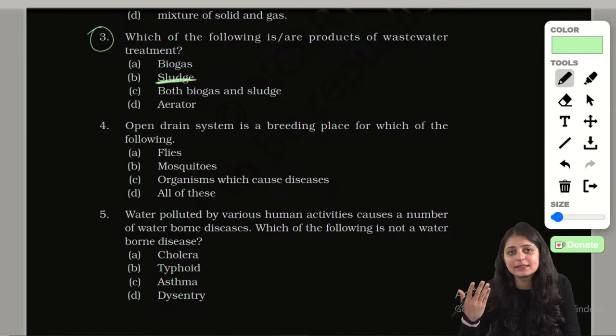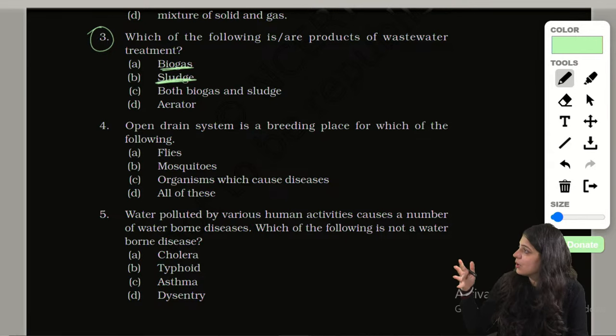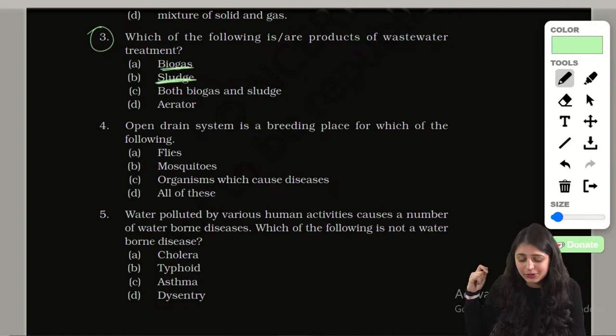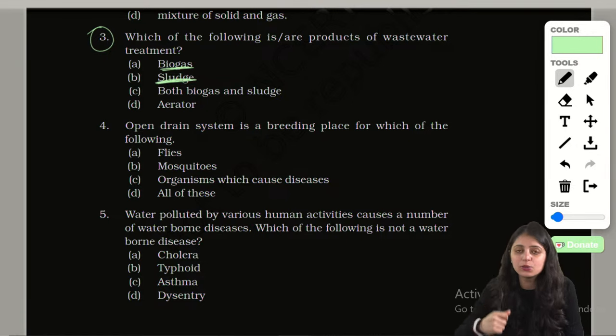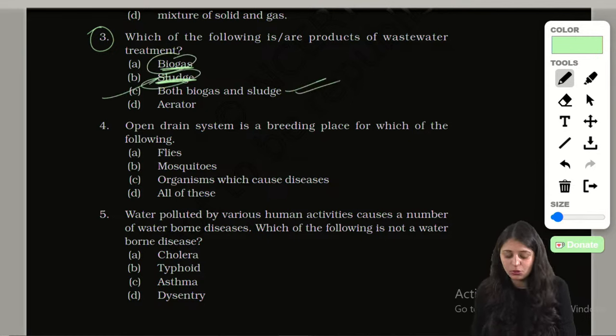ये जो sludge है ये इनहेंस करता है soil की हेल्थ को. बायोगैस आपको anaerobic digestion से मिलता है, वो भी बहुत important है. मेजरली इसमें मीथेन होगा, कार्बन डाइऑक्साइड होगा, थोड़ा सा नाइट्रोजन भी होगा. ये फ्यूल की तरह use हो रहा है, चाहे आप heating के लिए use करो या electricity produce करने के लिए करो. तो बायोगैस और sludge दोनों ही form हो रहे हैं. So correct answer is going to be option C.